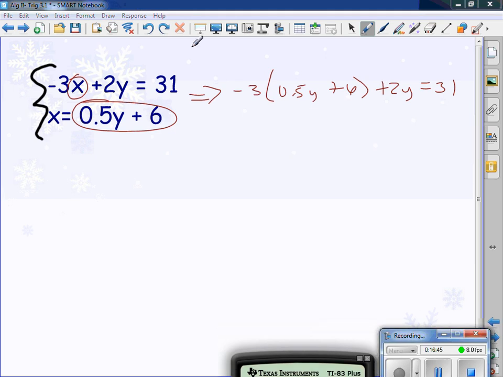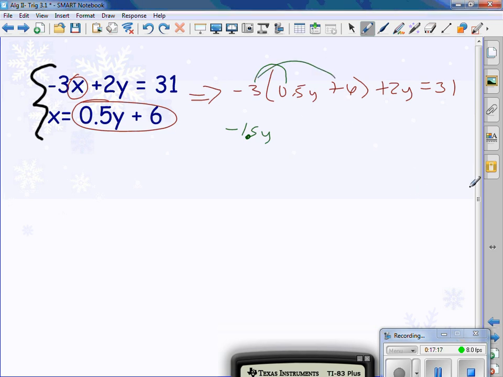Now I'm going to distribute. What's negative 3 times 0.5y? Negative 1.5y. Please make sure that your decimal points are pronounced, that you can tell that's a decimal point, because a lot of the time people make their decimal points really light. And if you look real quick, what does that look like? Negative 15. You want to make sure you know that's a decimal point.